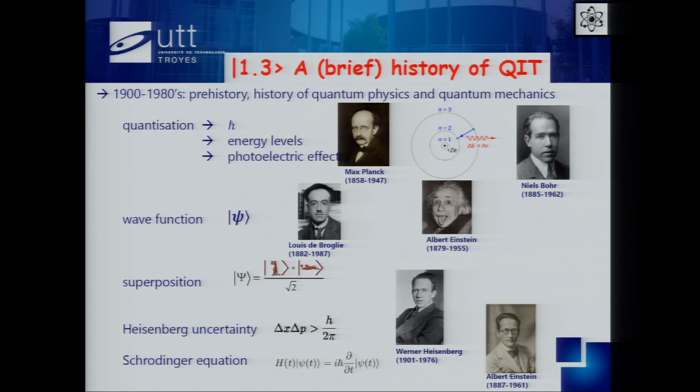So for now, just take it as a notation. It's the so-called bracket notation, but we'll come back to that later. And then the notion of superposition, as I mentioned before, like Schrodinger's cat. And then some oddities, like the so-called Heisenberg uncertainty, that you may have heard of.